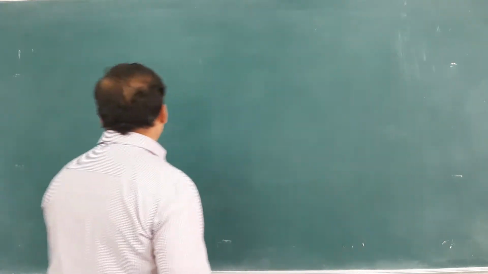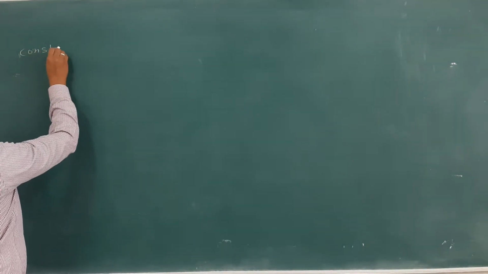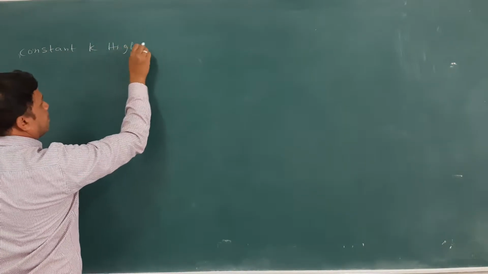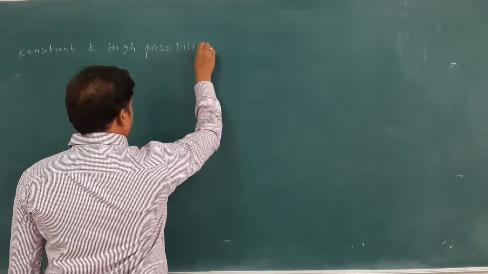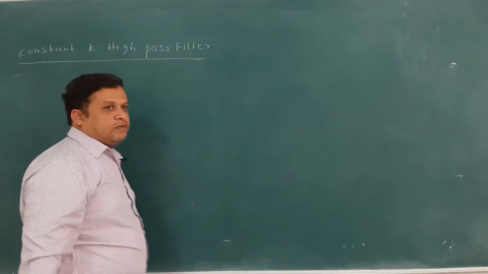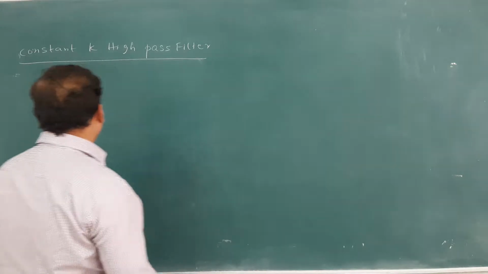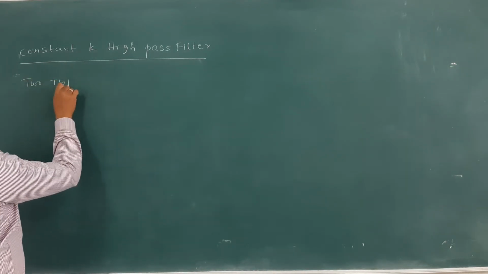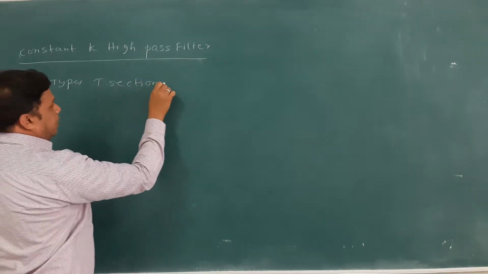What is a constant K high pass filter? Usually there are two types of constant K high pass filter: T section and pi section. Two types, one is the T section and the other one is the pi section.